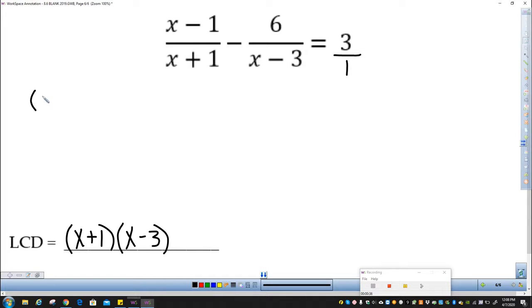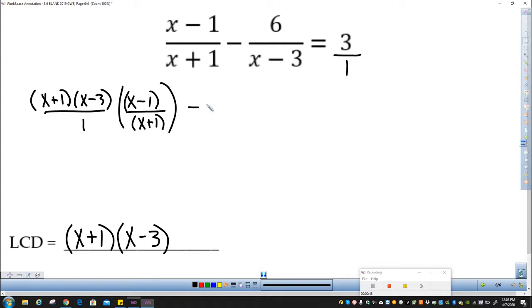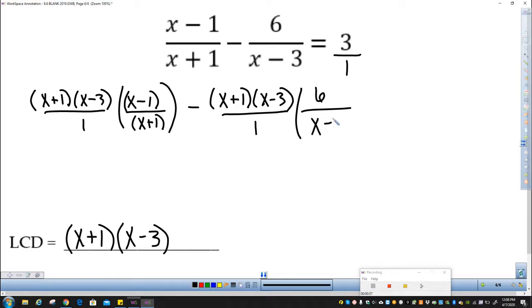So for the very first part here, we've got x plus 1 times x minus 3. That's going to multiply by the first fraction, x minus 1 over x plus 1. Bring down the subtraction sign. We have the LCD again, multiplied by the second fraction. And then on the other side, we have 3, and then we'll just put the LCD right here behind it.